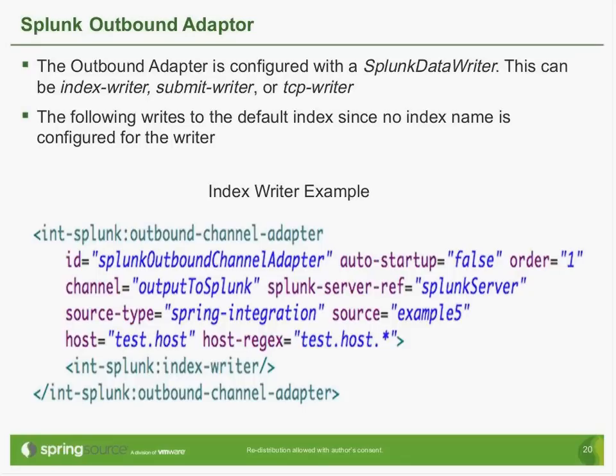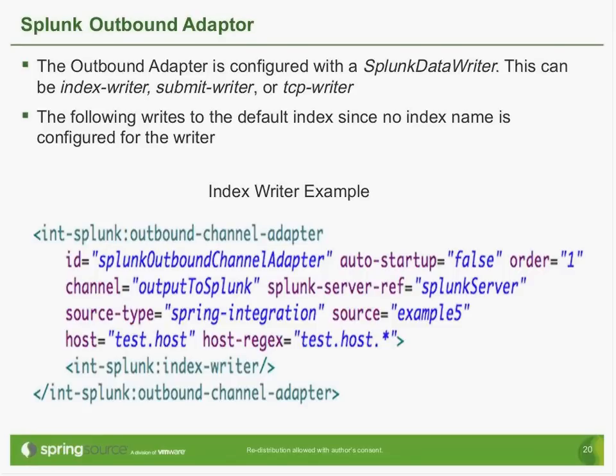And in this case, we have an ID for this outbound adapter. We have a channel that we're bound to. Again, we need the reference to the Splunk server. And then there's things like source type and host regex, which means something specific to Splunk and helps with indexing the data and so forth. So it's a good example of an outbound adapter.